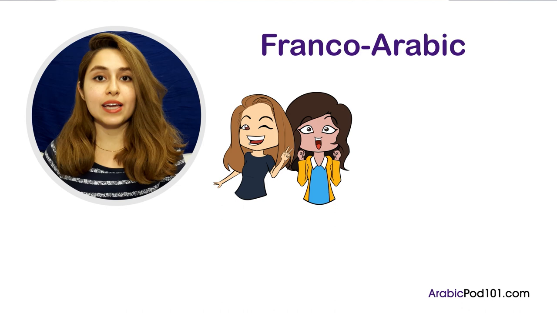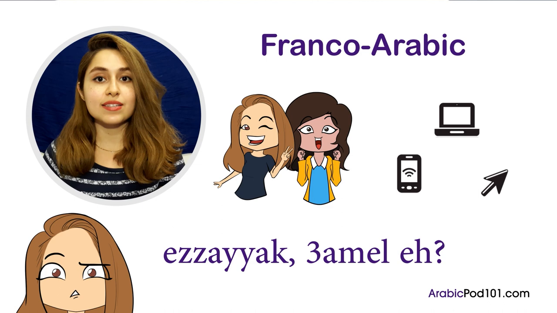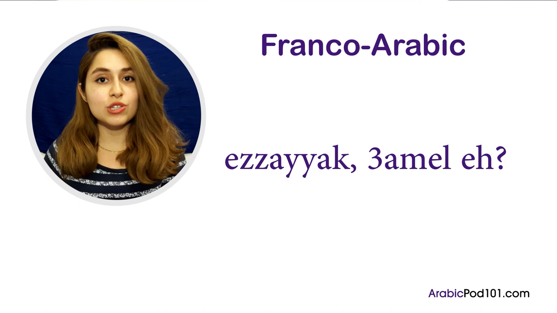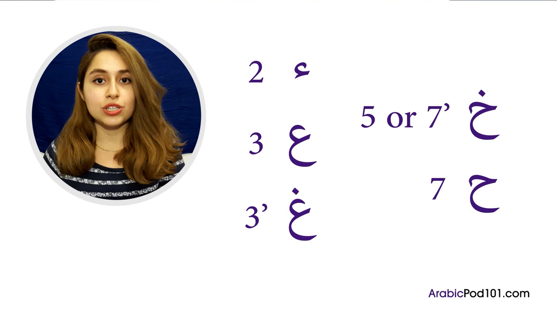Arabic learners find it weird when they see it for the first time because it substitutes Arabic sounds with numbers. Franco-Arabic uses numbers for sounds that don't exist in English. Sounds that do exist in English, however, are spelled with the same Latin letters. Franco-Arabic is commonly used for most spoken Arabic dialects. Let's look at the sounds that don't exist in English and how they're substituted in Franco-Arabic. Here are the most commonly used ones.